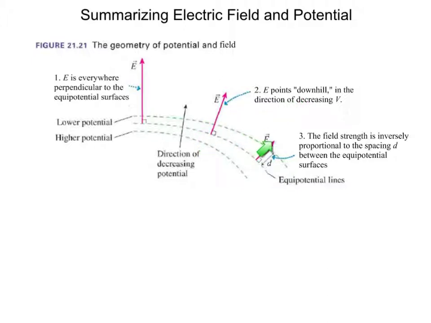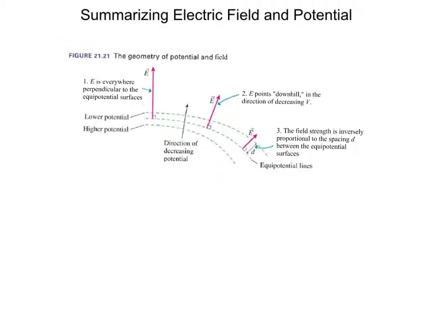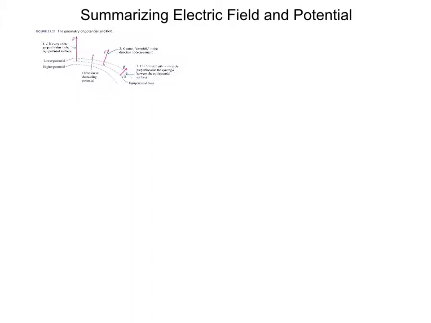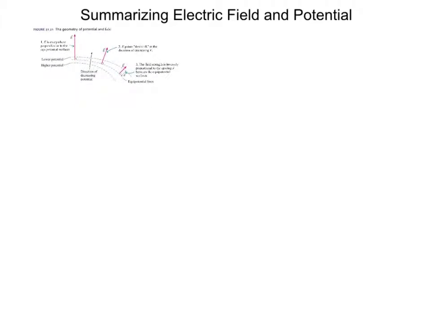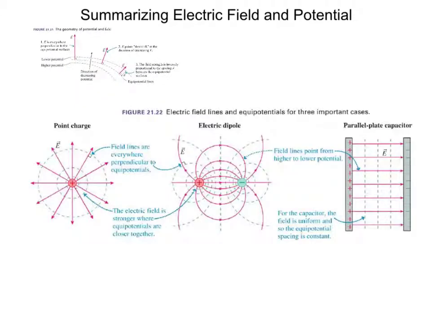Third, the strength of the electric field is inversely proportional to the spacing between equipotential surfaces. When the spacing is smaller, the electric field is larger. When the spacing is larger, the electric field is smaller. We can use this information to combine electric field and electric potential pictorially to visualize what we know. The first picture here shows the field and potential around a positive point charge. For a negative charge, the electric field would point in the opposite direction.